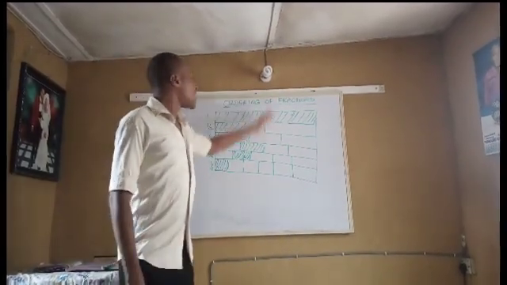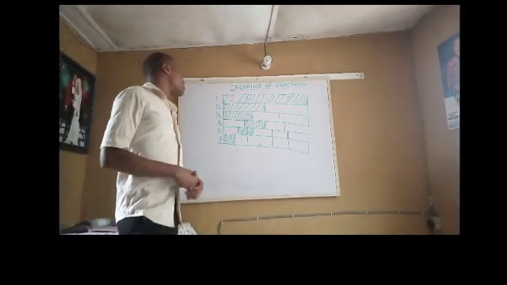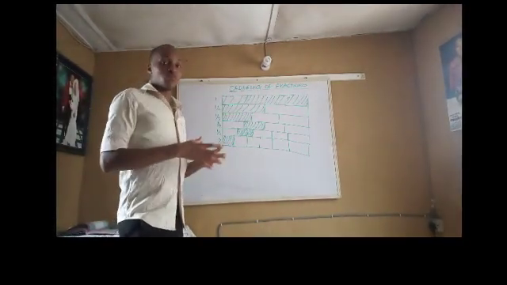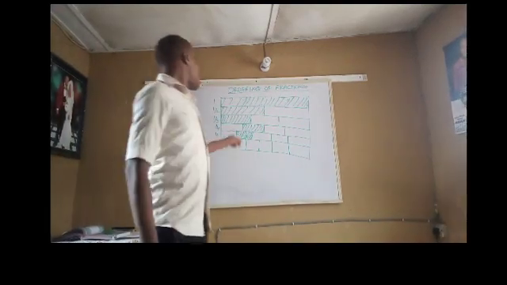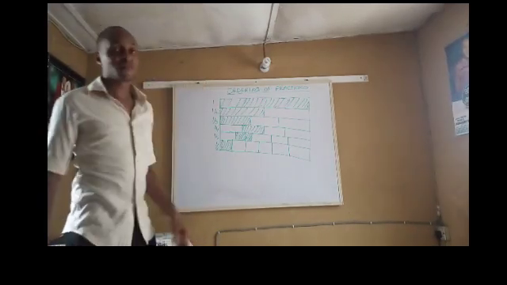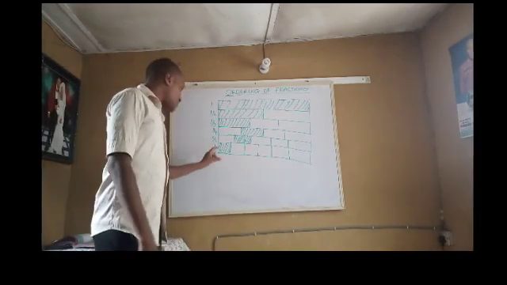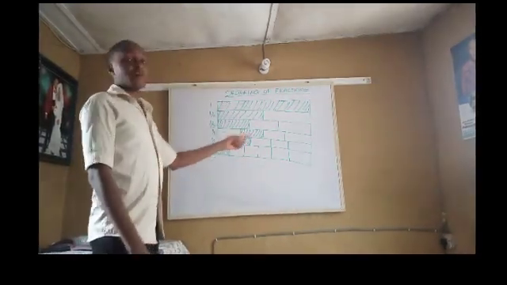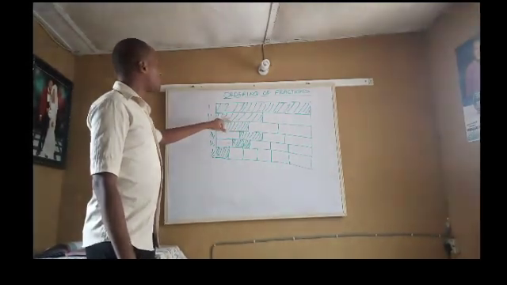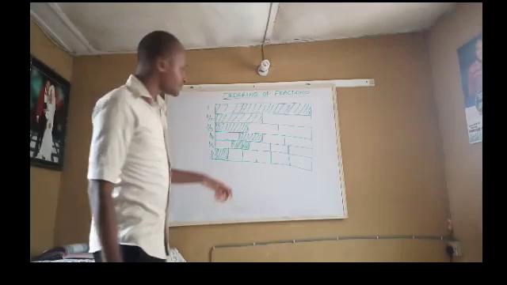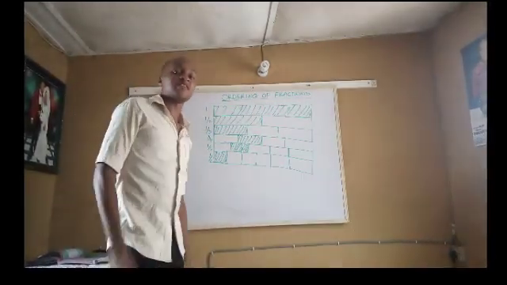Half, when you divide, 1 is greater than 1 over 2. 1 over 2 is greater than 1 over 3. 1 over 3 is greater than 1 over 4. 1 over 4 is greater than 1 over 5. And 1 over 5 is greater than 1 over 6. Just as 1 over 6 is less than 1 over 5. 1 over 5 is less than 1 over 4. 1 over 4 is less than 1 over 3. 1 over 3 is less than 1 over 2. And 1 over 2 is less than 1.